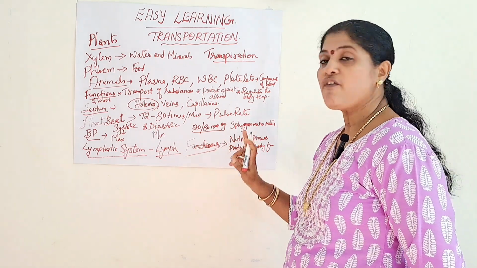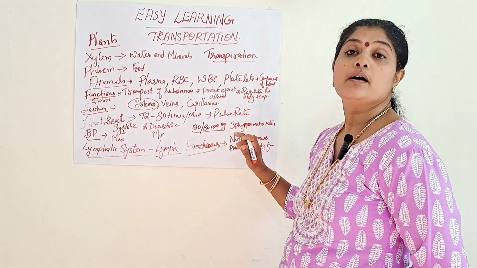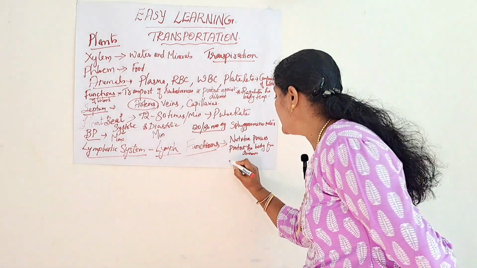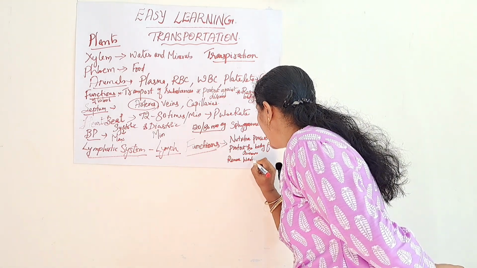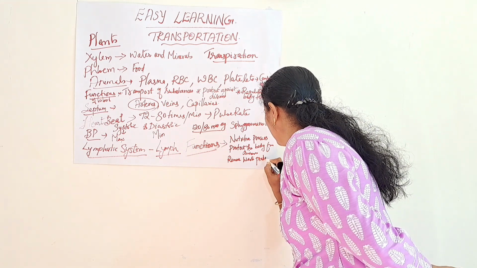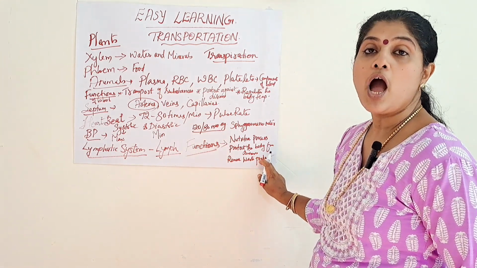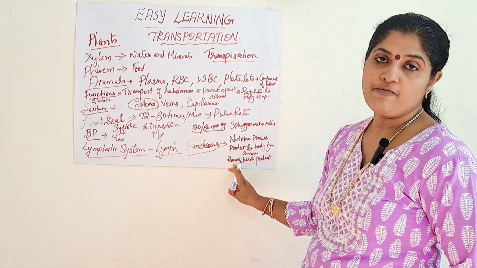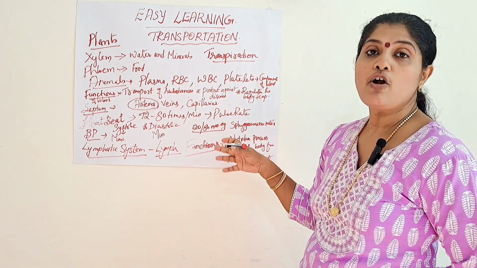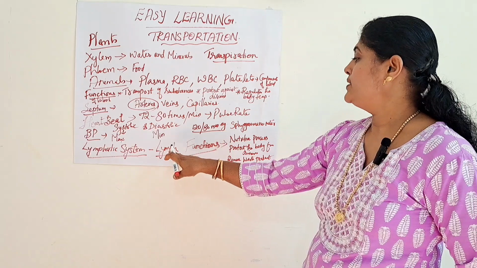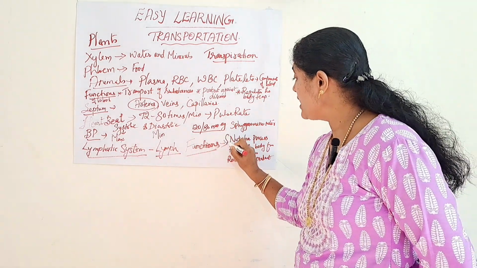And the last function is that it helps in removing waste products. How does it remove waste products? Because the fragments of dead cells and all are not needed for our body. So, all that is removed with the help of this lymph. So, these are the 3 main functions of lymph.